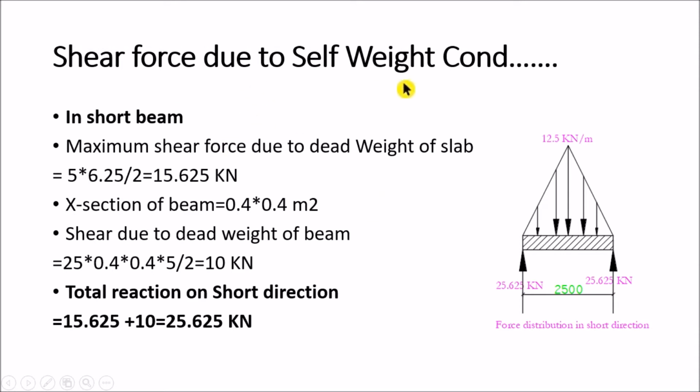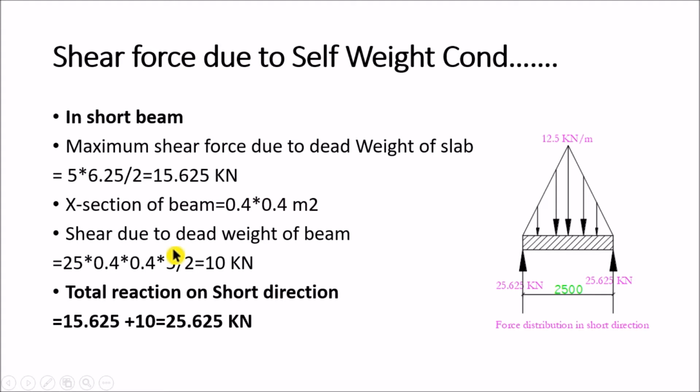The shear force due to self weight in the short beam: the maximum shear force due to dead weight of the slab will be 5, that is the intensity of the dead weight of the slab, into 6.25 divided by 2. 6.25 is the area of this triangle, that gives 15.625 kilonewton.